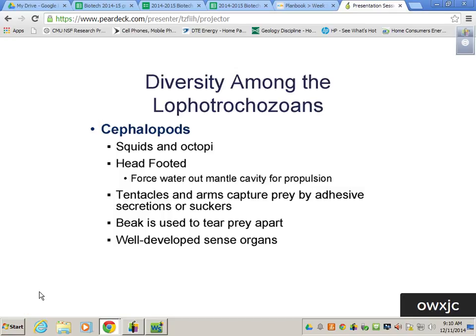So furthering along, looking at our cephalopods, these are squids and octopi. They have a head foot. The tentacles and arms capture prey with adhesion suckers, or secretions. The beak, yes, I said beak. It's really weird, right? I'm sure you're all familiar that octopi have a beak that literally looks like a bird's beak. The beak is used to tear prey apart, like a bird's beak tearing apart flesh from the side of the road. And they have well-developed sense organs.